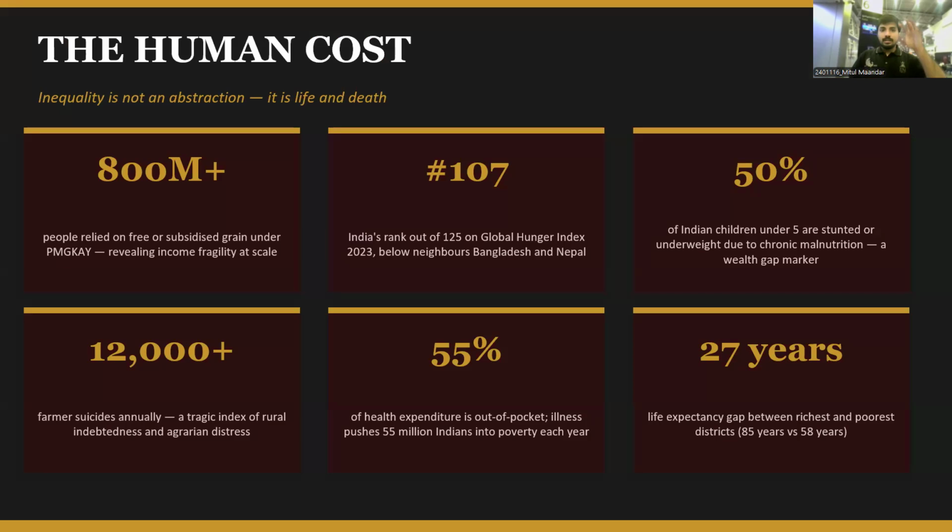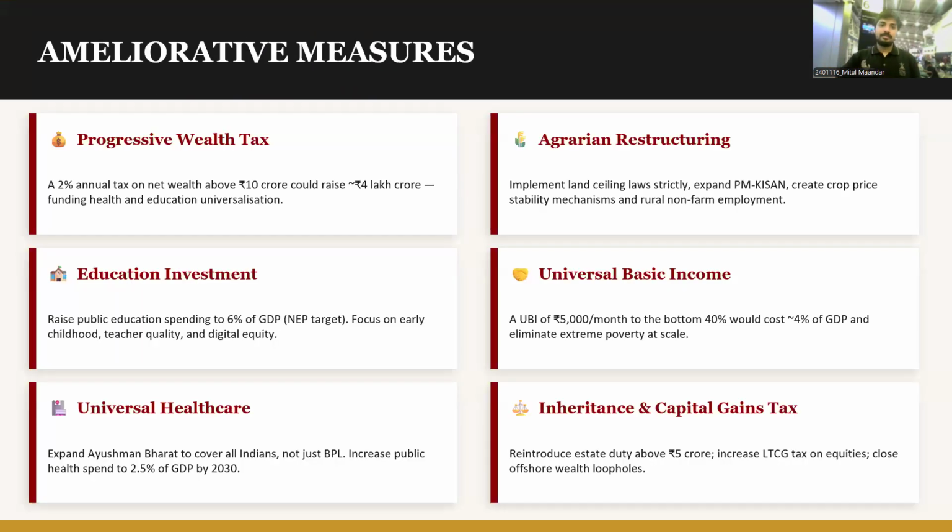So as you can see, the numbers show the human cost. India ranks 107 out of 125 on the global hunger index, which is very, very bad. And 50% of India's children under 5 are still stunted or underweight. And 55% of health expenditure is out of pocket. So illness is still pushing families into poverty across the country every year.